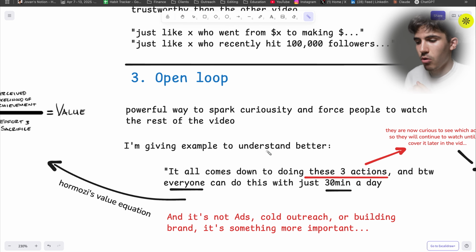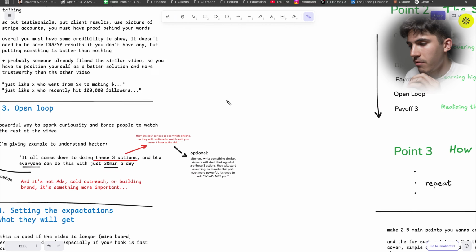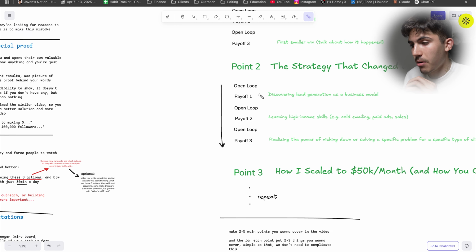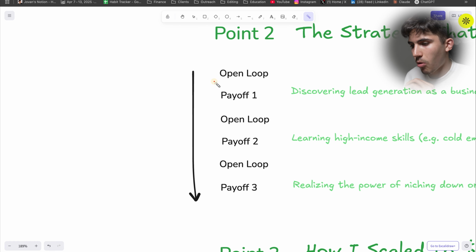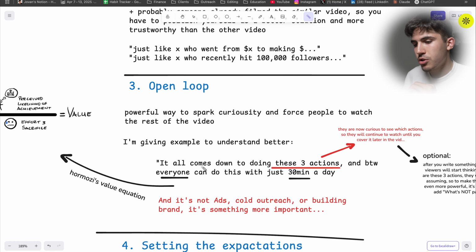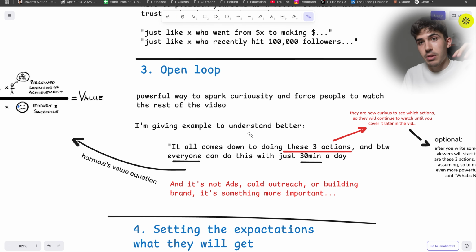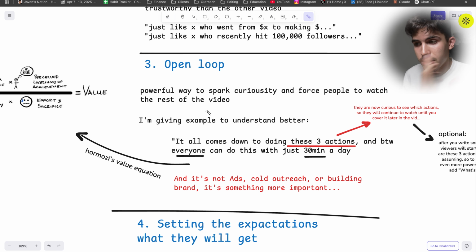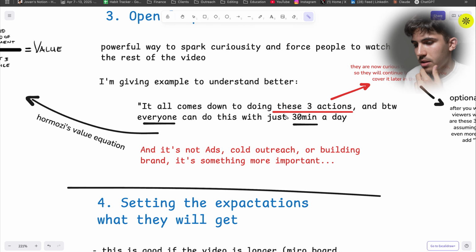Then we are moving on to loops. So what are open loops? This is the way to spark curiosity in the viewer's mind. This is very important because later we will also use this in our body. As you can see in our body structure, we will also be using this open loop technique because we want to make people curious during the whole video. Because then they will continue to watch. If they are curious about one thing, then curious about another thing, they will continue to watch the video, and this is our goal, obviously. So now I'm going to give you an example so you can understand it better.